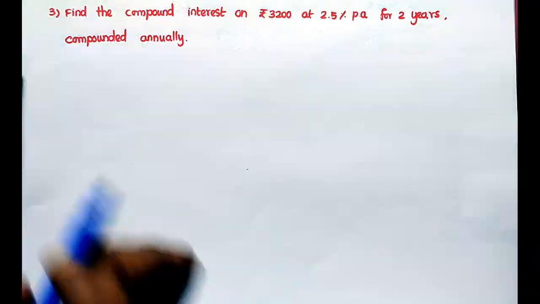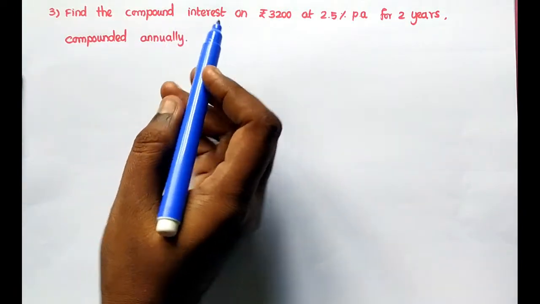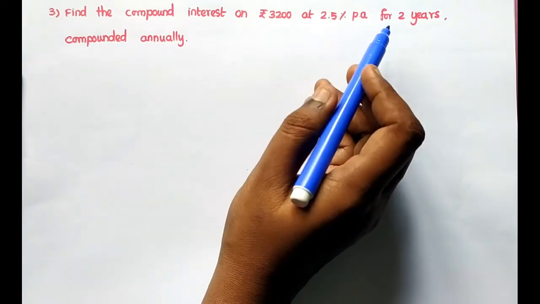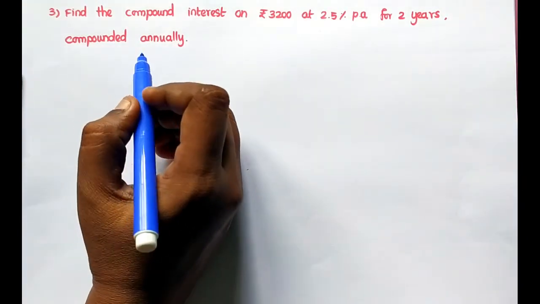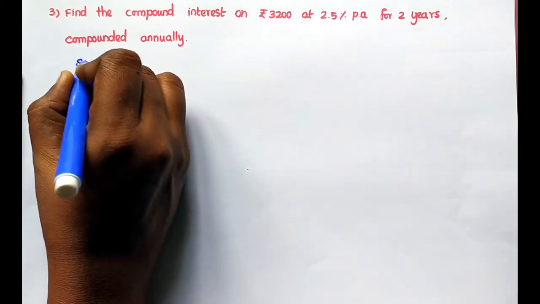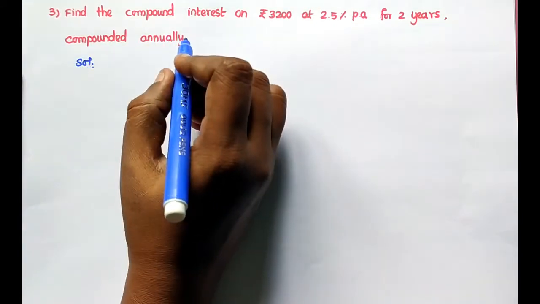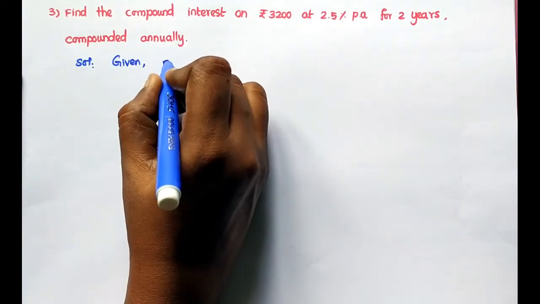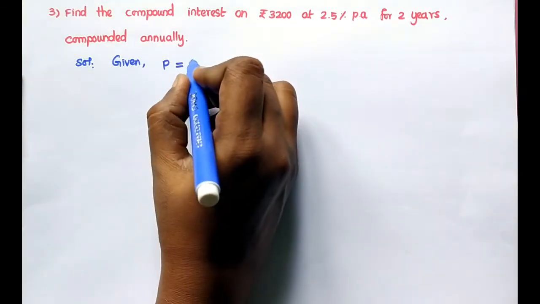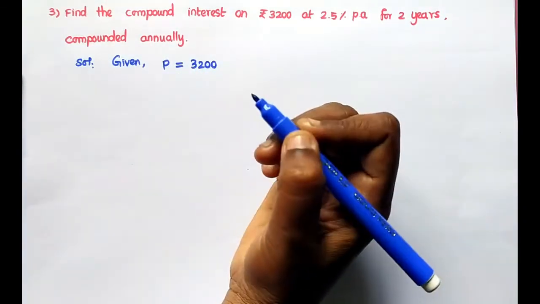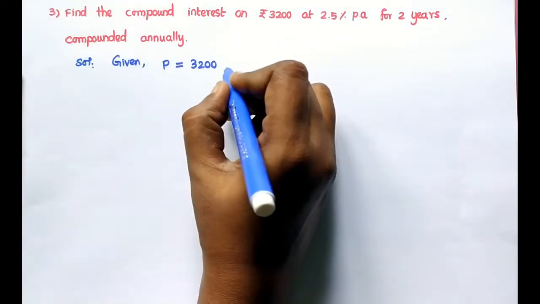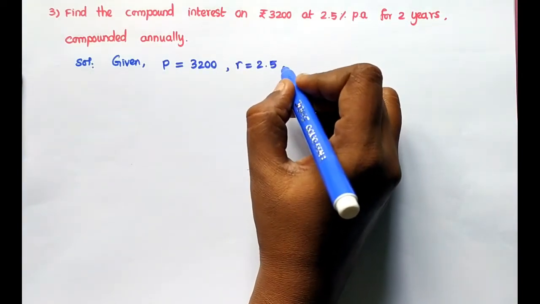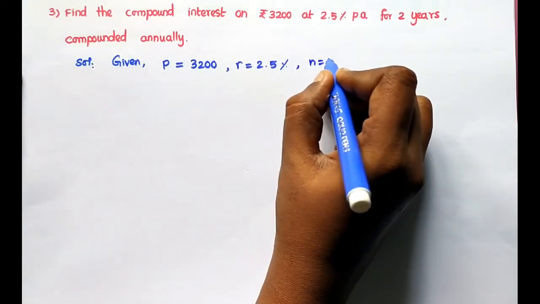That is the answer. Third sum: find the compound interest on rupees 3,200 at 2.5% per annum for 2 years, compounded annually. Listen, first write down what they have given. Given principal, that is 3,200, and rate of interest 2.5%, and n equal to 2 years.